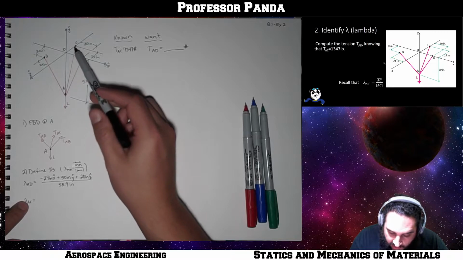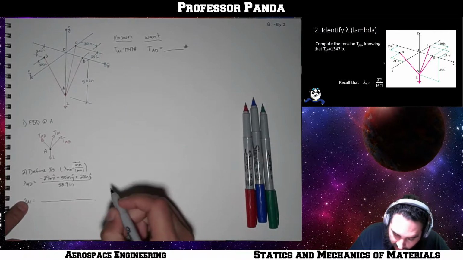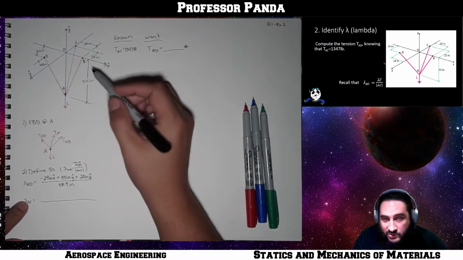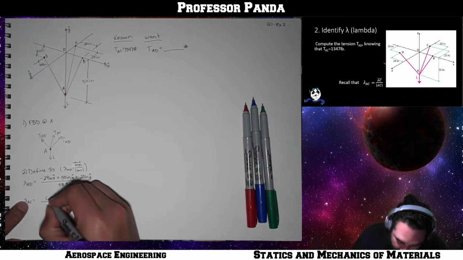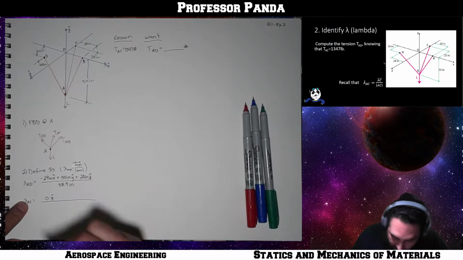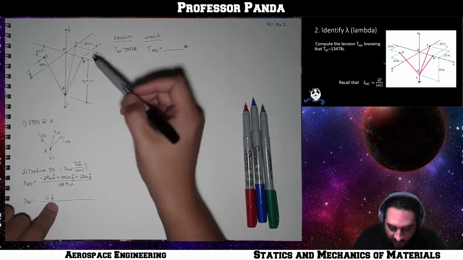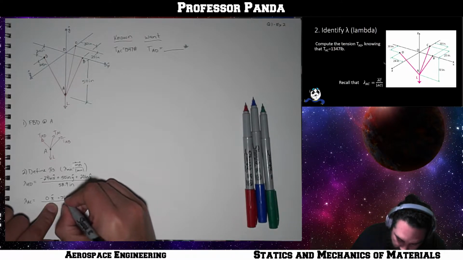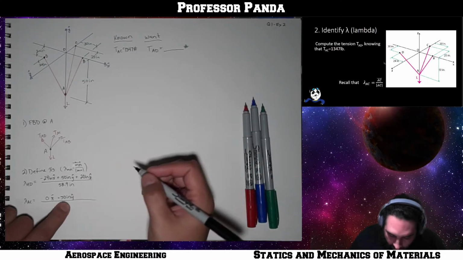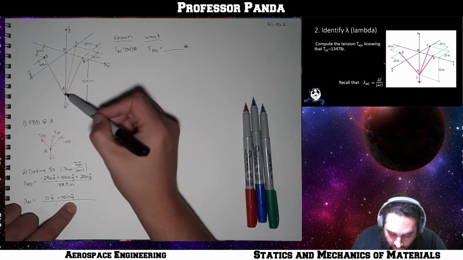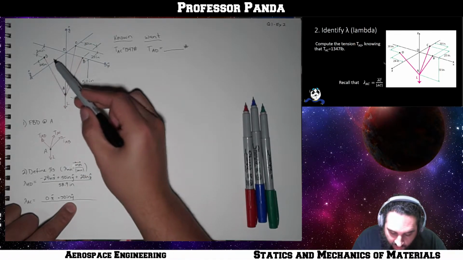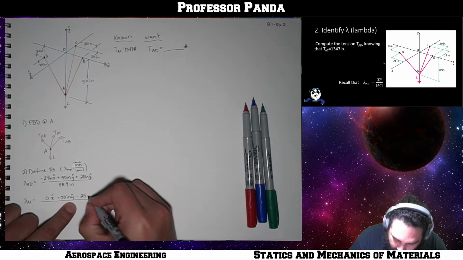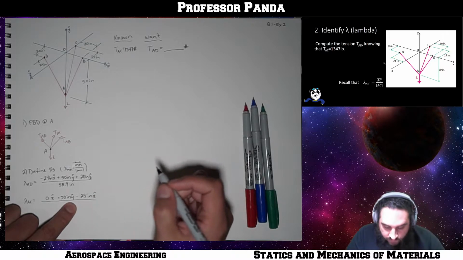Okay, so from A to C, how far are we going in the x direction? Well, C looks coplanar with the YZ plane, which means we're going 0 in the x direction. So 0 x hat. In the y direction, we're going to be going up the same 50 inches that we went in AD. And in the z direction, we're going essentially from the origin away from Z, positive Z, a distance of 25 inches.